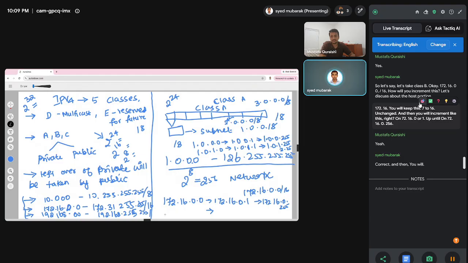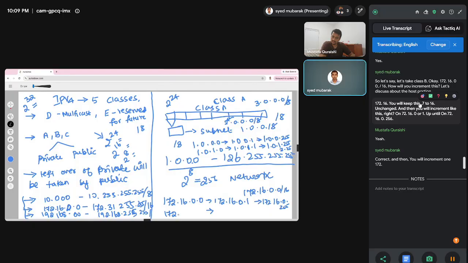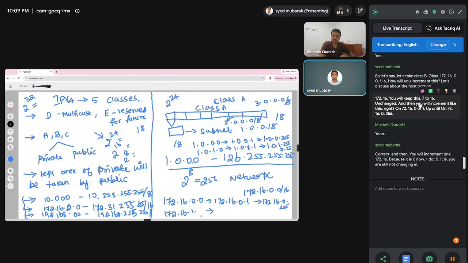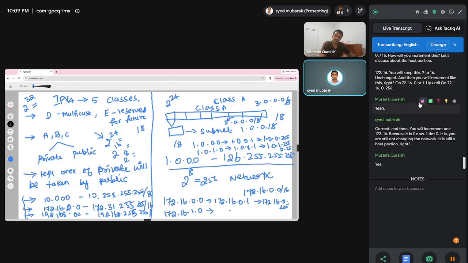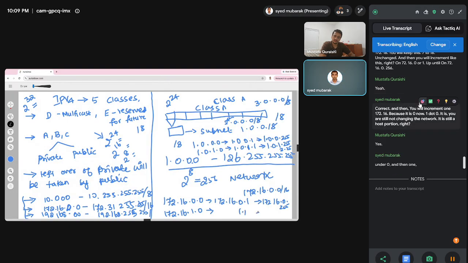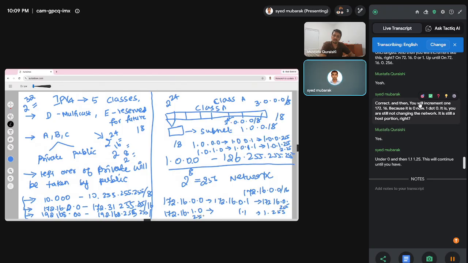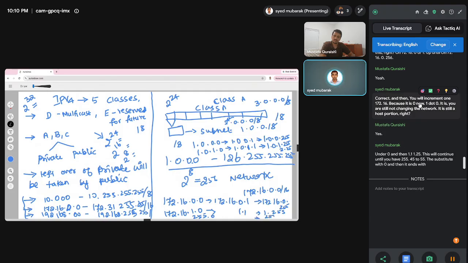And then you will increment to 172.16.1.0, because the last octet is 255 now. You are still not changing the network, it is still your host portion, right? 1.0, and then 1.1, up to 1.255. So this will continue until you have 255.255, starting with 255.0 and ending with 255.255. Correct.